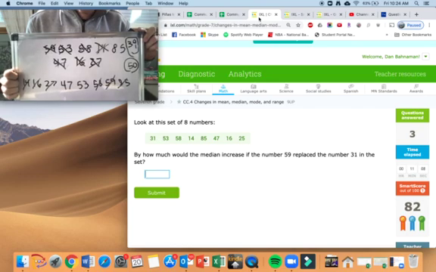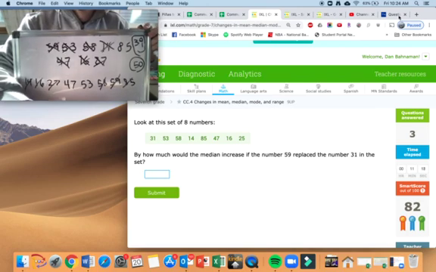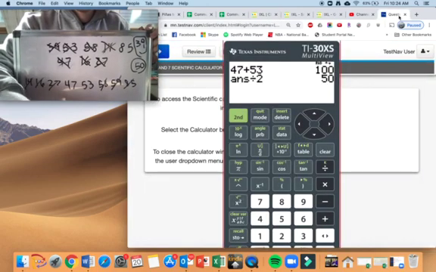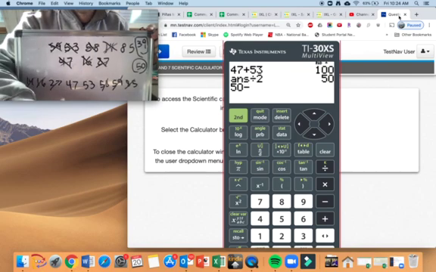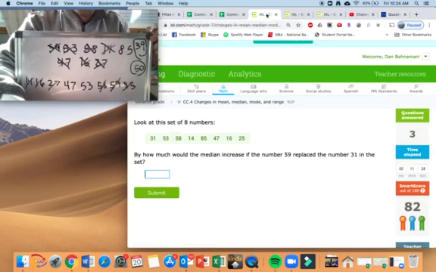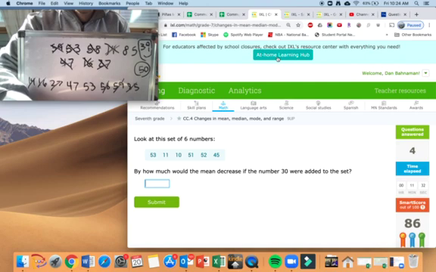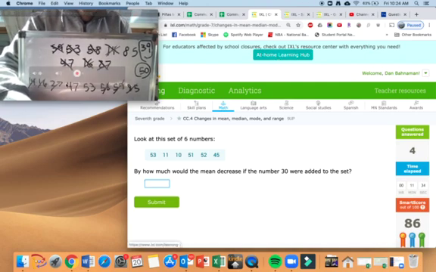So again, I'm not asking for what it is now. I'm saying by how much does it increase. So if you're not sure what this is in your head, to find the difference between the two, you can always subtract them. So you could say 50 minus 39, which gives me 11. So hopefully that's right. I think it is. Oh, goody. So that's where I'm at with this.